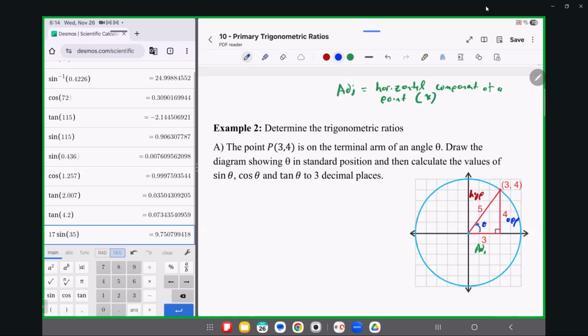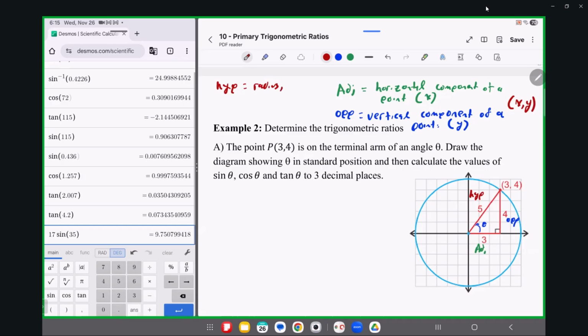And the opposite is the vertical component. Instead of the word component, I could use the word part, but component's a better word to describe it. It's slightly more accurate, of a point. And typically this is going to be the y value, given that this was, say, a point x comma y. The hypotenuse is the radius.